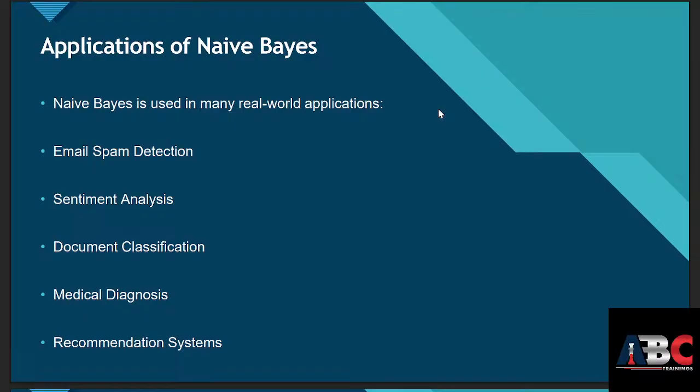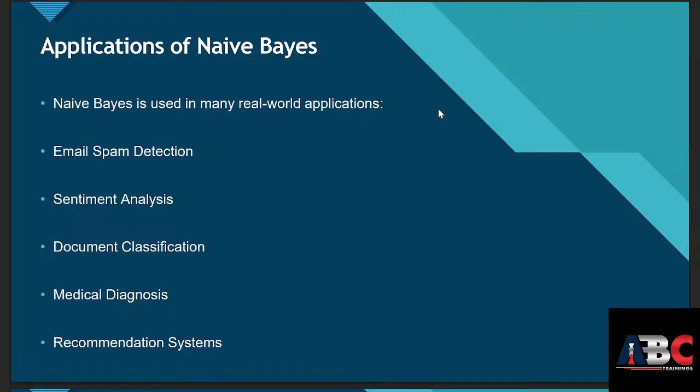The third one is document classification. Naive Bayes is used to automatically organize documents into categories. Examples include news articles sorted into topics such as sports, politics, and technology, legal documents categorized by case type, and academic papers grouped by research area.